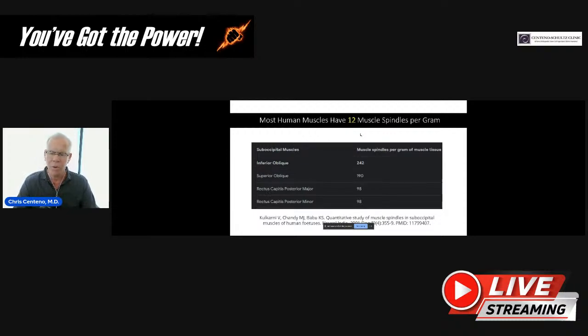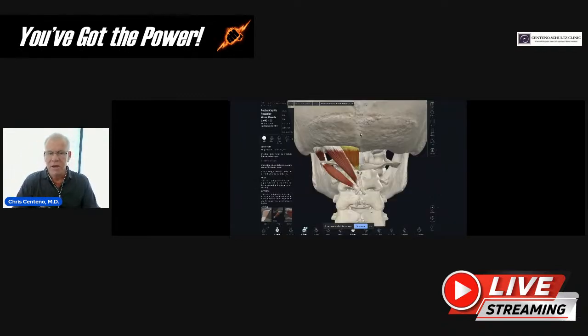We've got about 10 to 20 times, depending on the suboccipital muscle, the number of position sensors in these small muscles that help to balance the head on the neck. That's because they're so involved in normal balance that they provide an immense amount of information about what's going on with head position. So we'll go through each one of these.